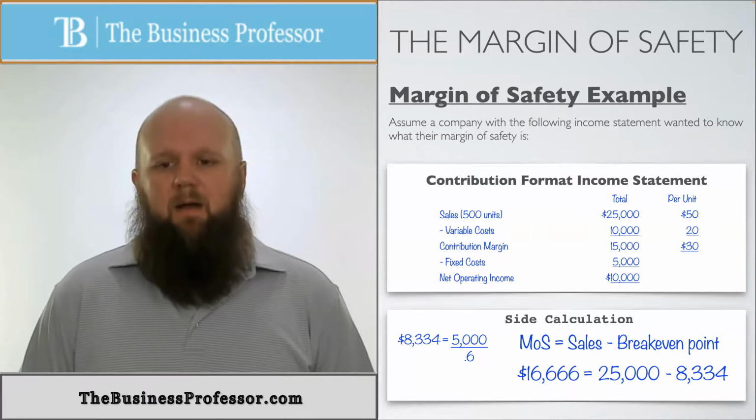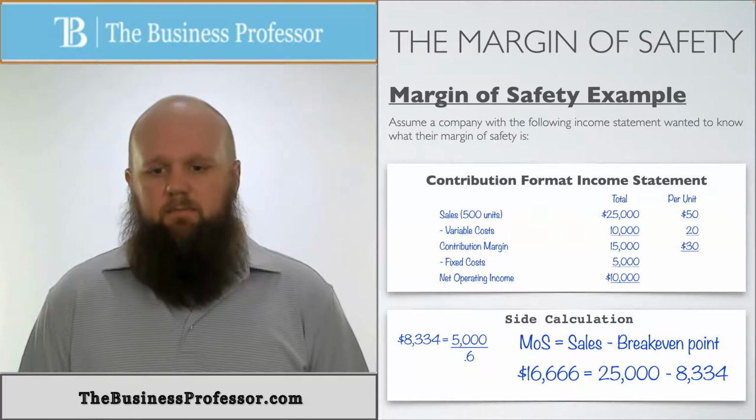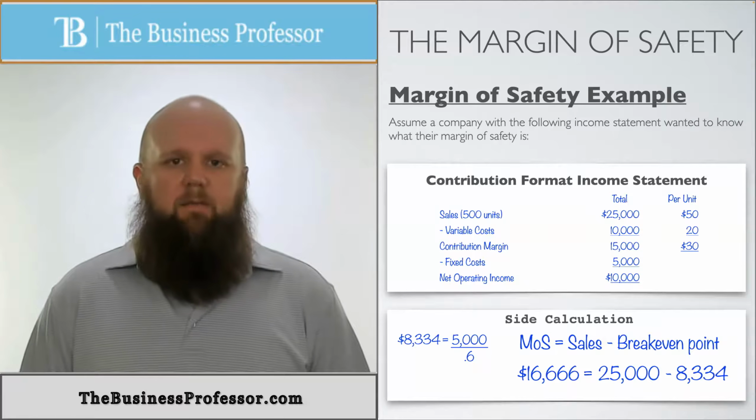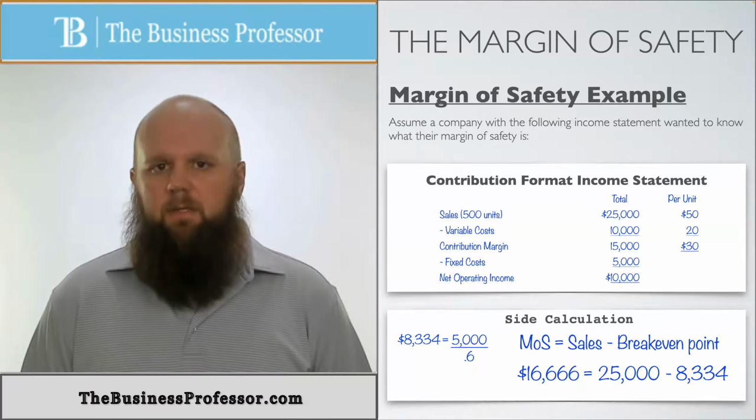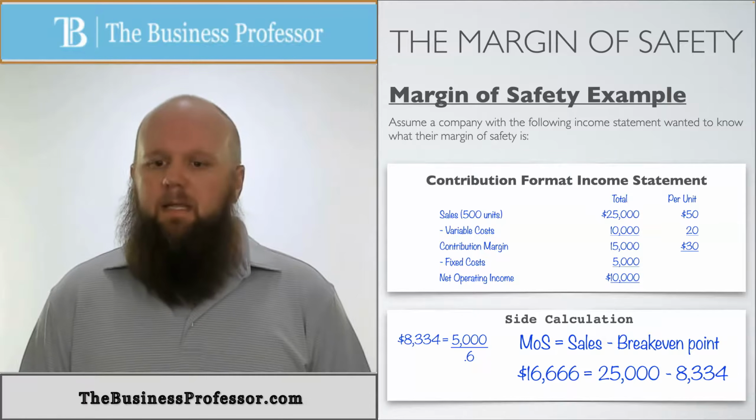Well, that means that our sales can be off by that amount, that 16,666, and we still break even. Anything higher than that amount that we lose, we're still in the positives. Anything that we're off by more than that amount, we're now in the negatives and we're starting to lose money. We don't want to get there.